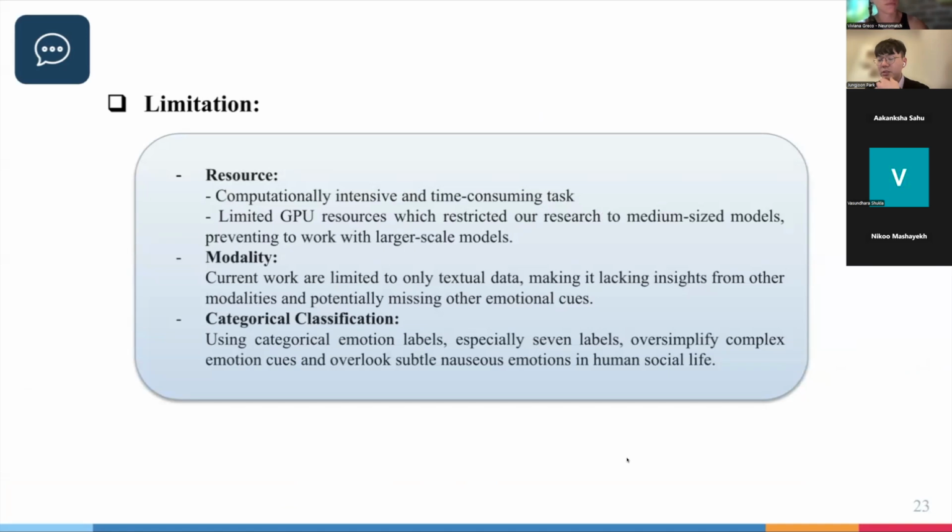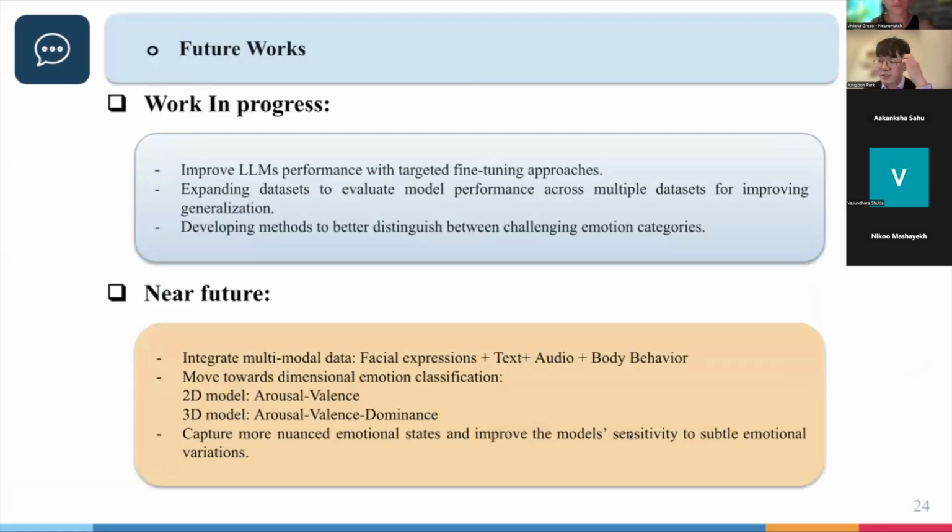Our study faced several limitations, such as resource constraints, modality limitations, and categorical classification limitations. Based on these limitations, we are now working on further studies, such as expanding various datasets, fine-tuning, and class-specific differences. And in the near future, we have more plans such as integrating multimodal data and a categorical-dimensional mapping model to expand our research.